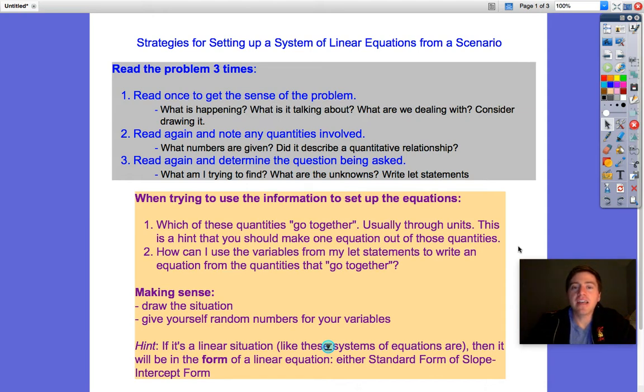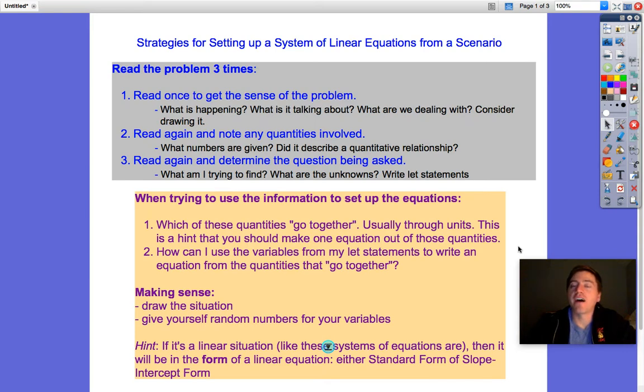Then you want to read it again and note any quantities involved. This is the time where you are going to be writing something down. You would go through any quantities involved. Now, by quantity we mean numbers, but it also describes any sort of quantitative relationship, like this is two times that, or this is one more than that. It's a relationship.